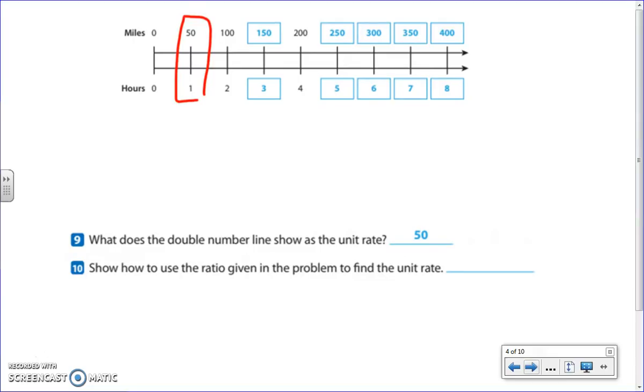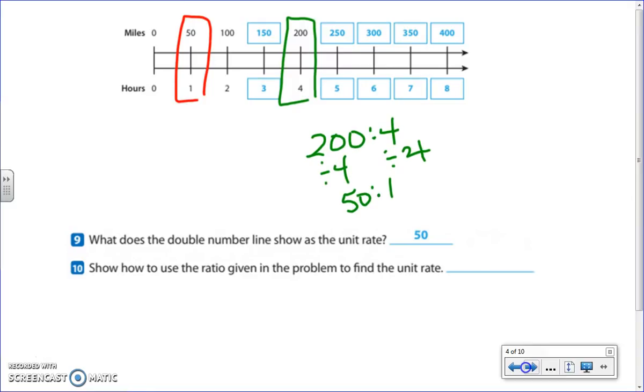It says, show how to use the ratio in the given problem to find the unit rate. Well, how could I use 200 to 4 to find the unit rate? Well, of course, I would divide by 4. And I would know that 50 to 1 is the related rate, so 200 divided by 4 would equal 50. That represents the unit rate, just the first part of the ratio when being compared to 1.